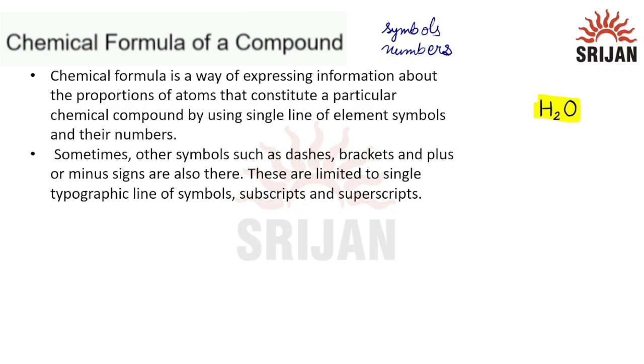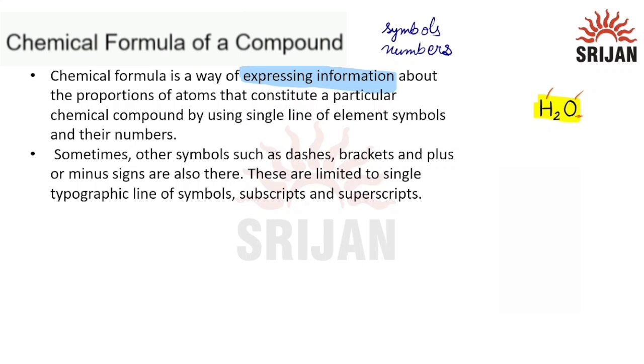Now, from this chemical formula, you can understand which elements are present in this compound. Next, you can understand how many atoms of each element are present. For example, one atom of oxygen and two atoms of hydrogen are present in this compound. So, a chemical formula is a way of expressing information about the proportion of atoms that constitute a particular chemical compound by using a single line of element symbols and their numbers.